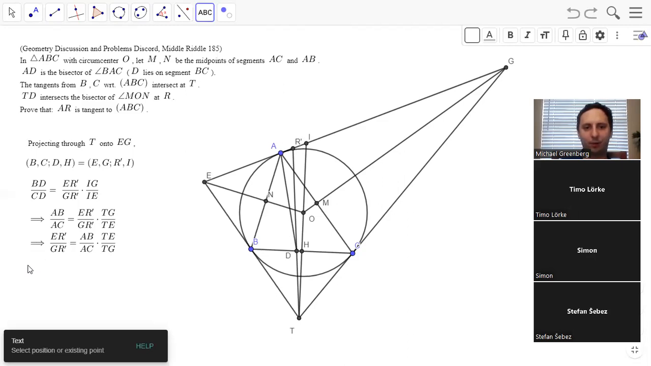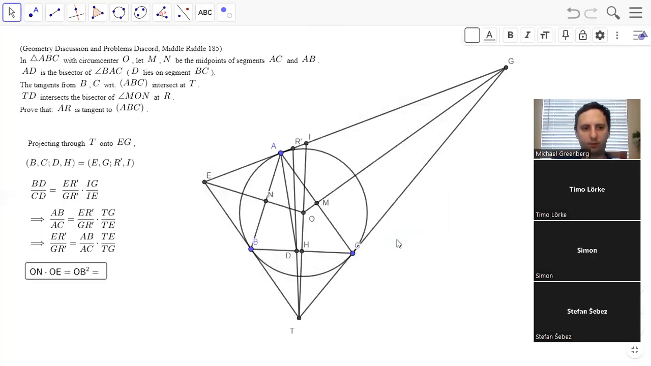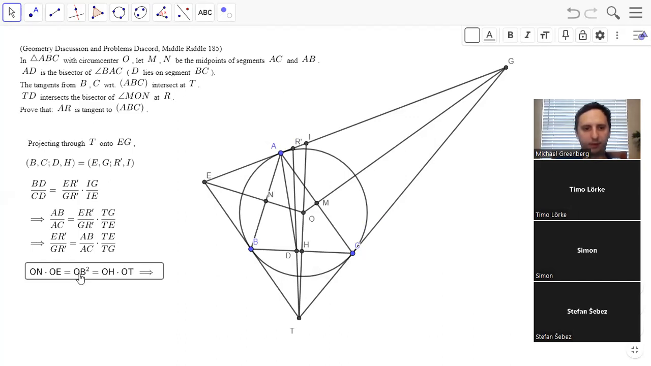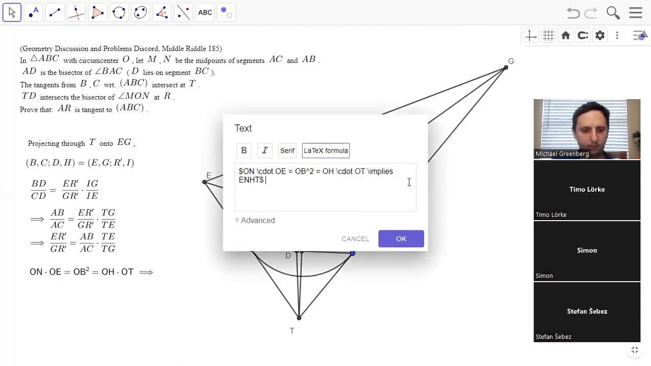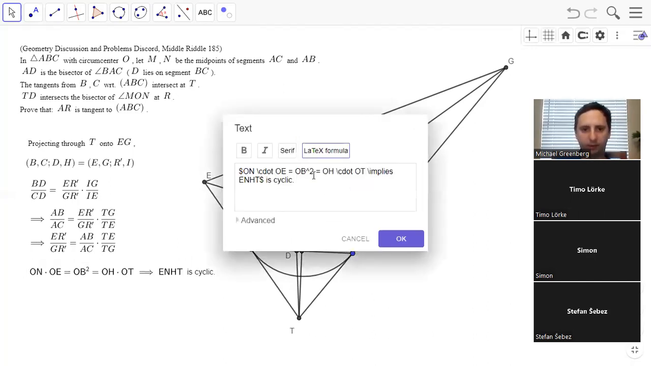Okay. So we have ON times OE is OB squared, which is OH times OT. That means that ENHT is cyclic. And then similarly, GMHT is cyclic.